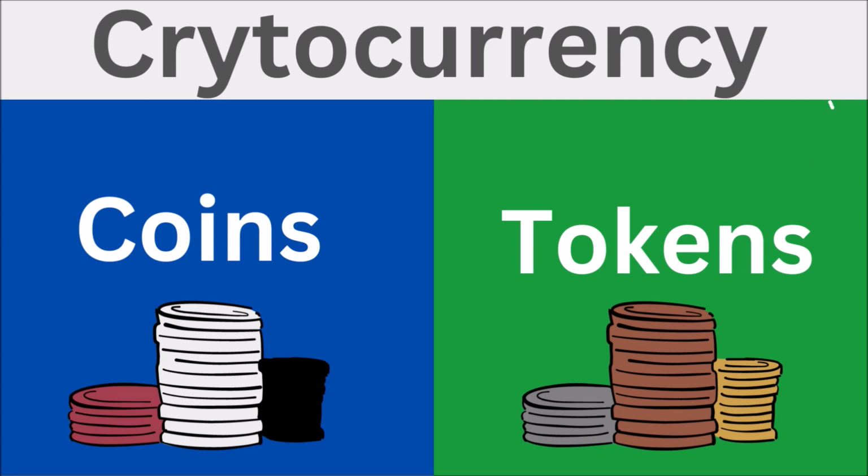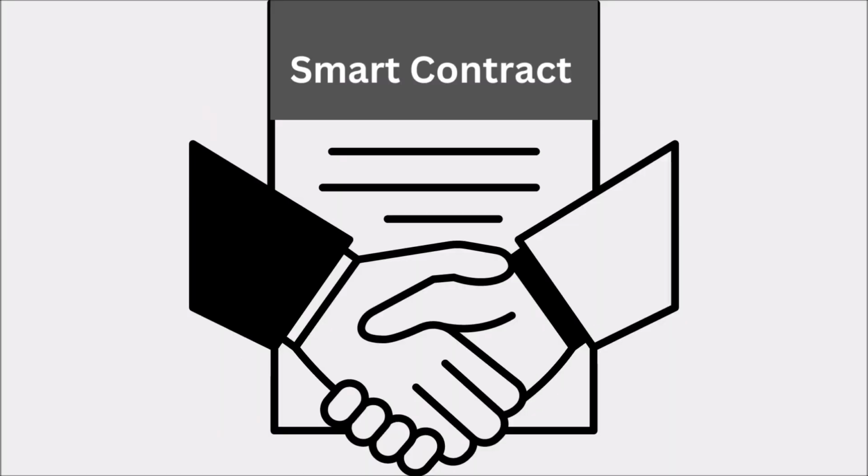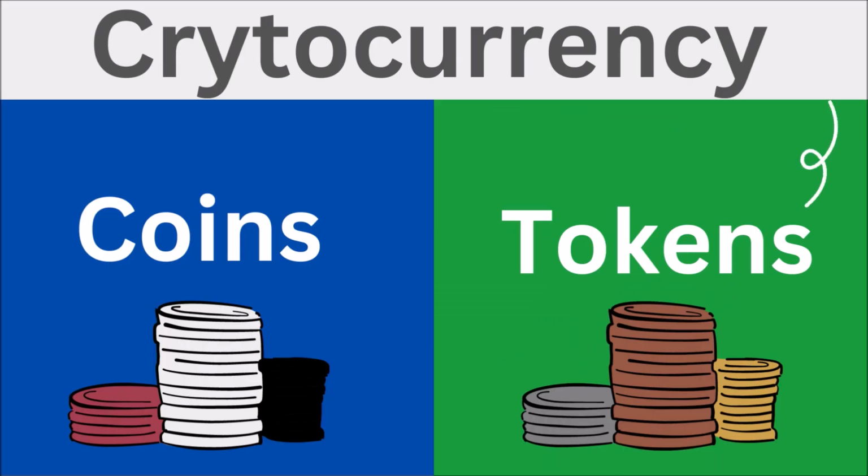Tokens do not operate on their own blockchain. Instead, they utilize the network standards and infrastructure of existing smart contract-enabled blockchains. Only those blockchains with smart contract capabilities can be used to create tokens. Thus, there is a parent-child relationship between coins and tokens. Tokens can be used for any number of things. It is up to the token developers to determine how the token will be used.